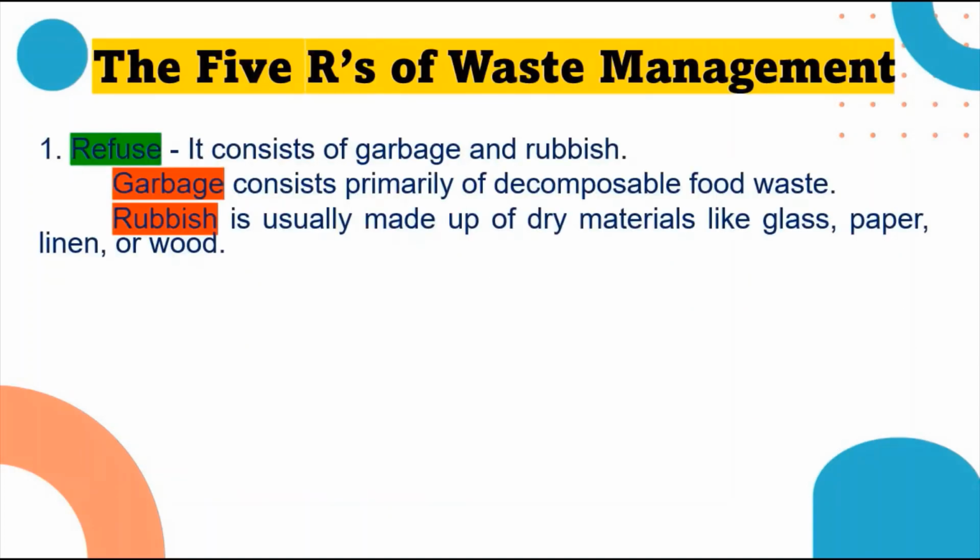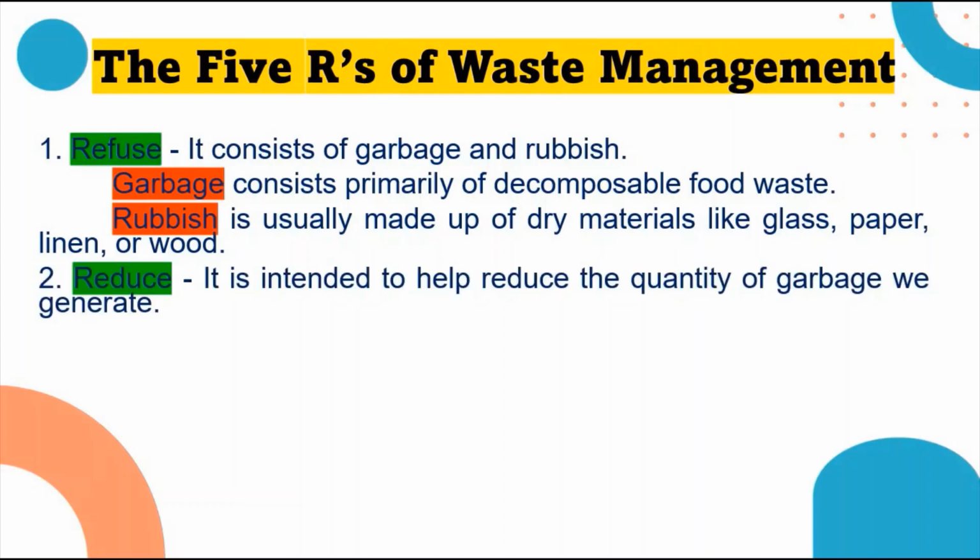These are the 5 R's of waste management. Number 1, refuse. It consists of garbage and rubbish. Garbage consists primarily of decomposable food waste. Rubbish is usually made up of dry materials like glass, paper, linen, or wood. Number 2, reduce. It is intended to help reduce the quantity of garbage we generate.